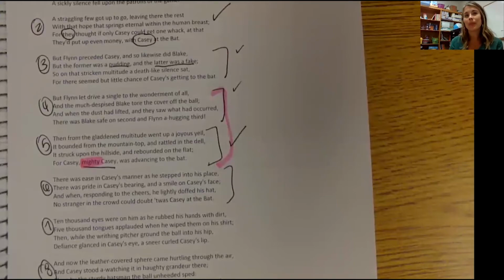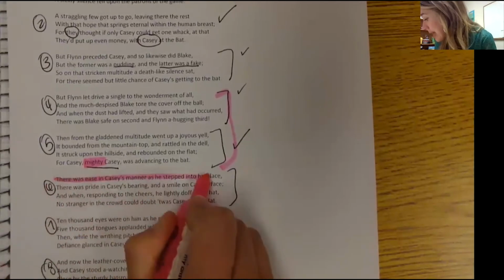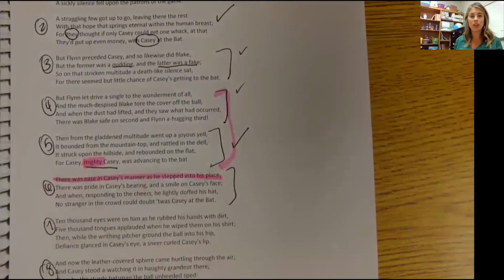In this stanza, the author is simply describing what is happening. Notice the line, there was an ease in Casey's manner as he stepped onto the plate. I'm going to highlight that. There was an ease in his manner as he stepped onto his place.